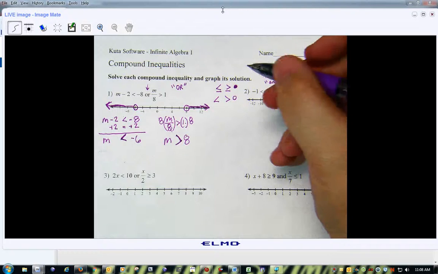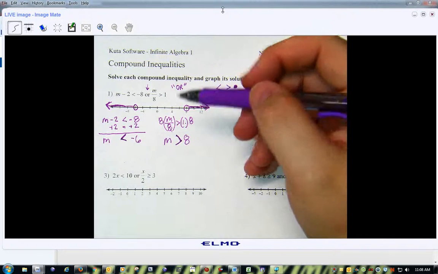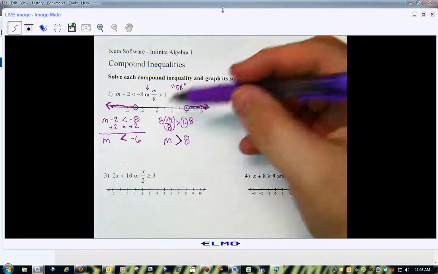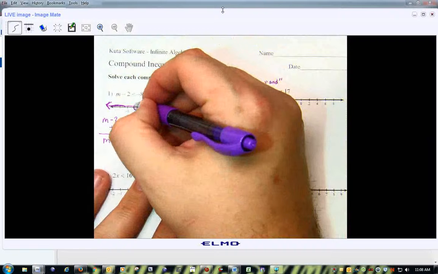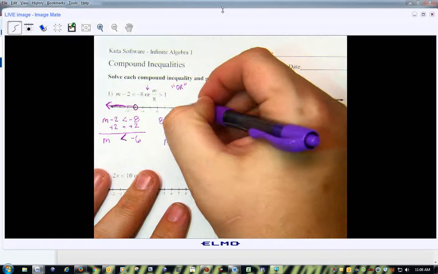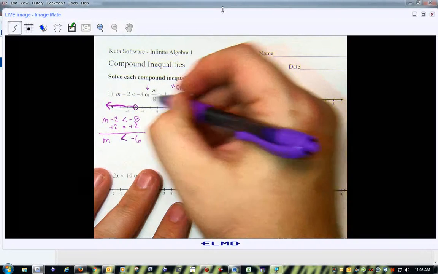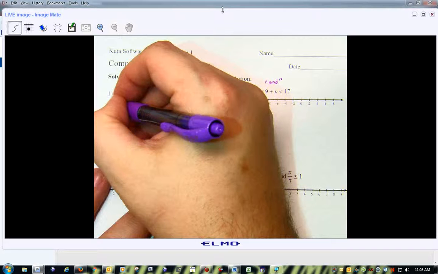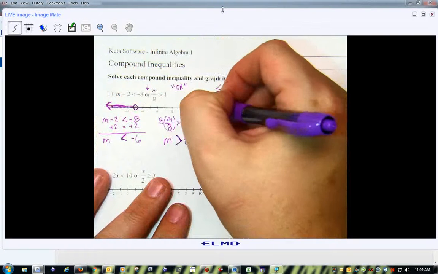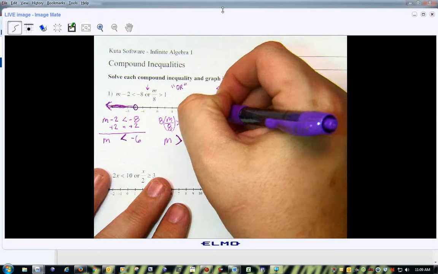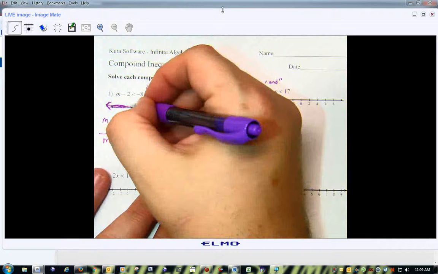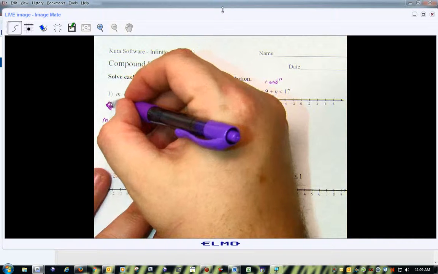Now with the or inequality, you're going to get a graph that looks like this, where you have 2 endpoints like this, and the graph will move in one direction and then the other direction. So that's what the graph will end up looking like for an or inequality.